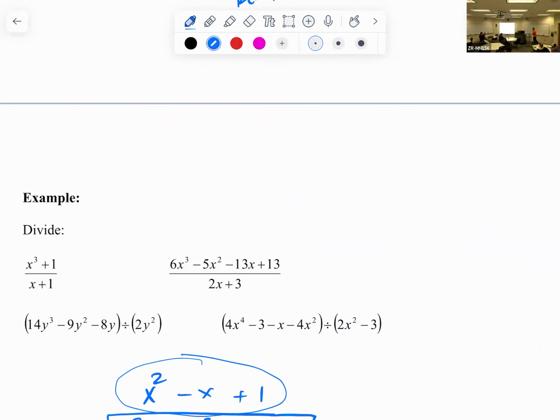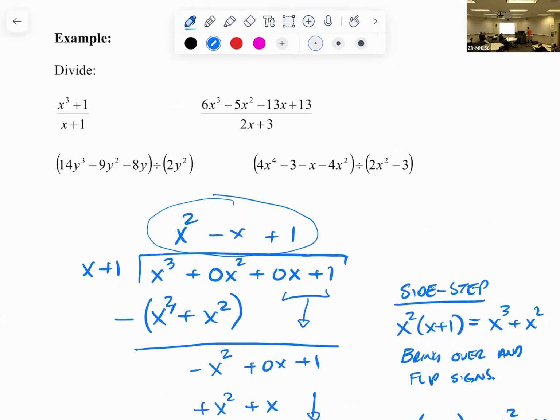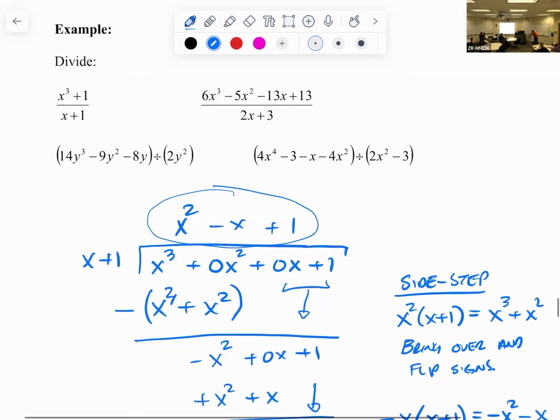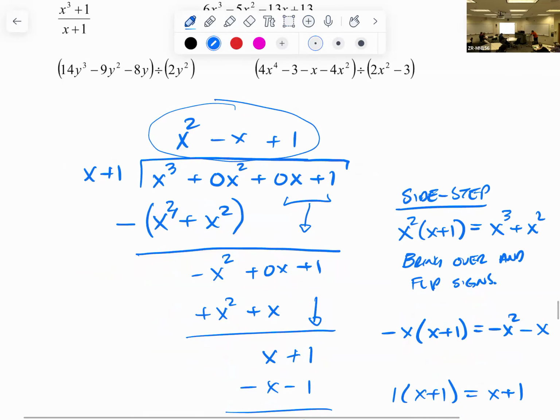Okay, for this one, when I write this out, 4x to the 4th minus 3 minus x minus 4x squared, divided by 2x squared minus 3. What is important when I write out the part underneath the square root? Descending order. Notice it is not in descending order. Also, what else is a problem there? Missing x cubed. So we have to make sure that we fill it all in and write it in descending order.